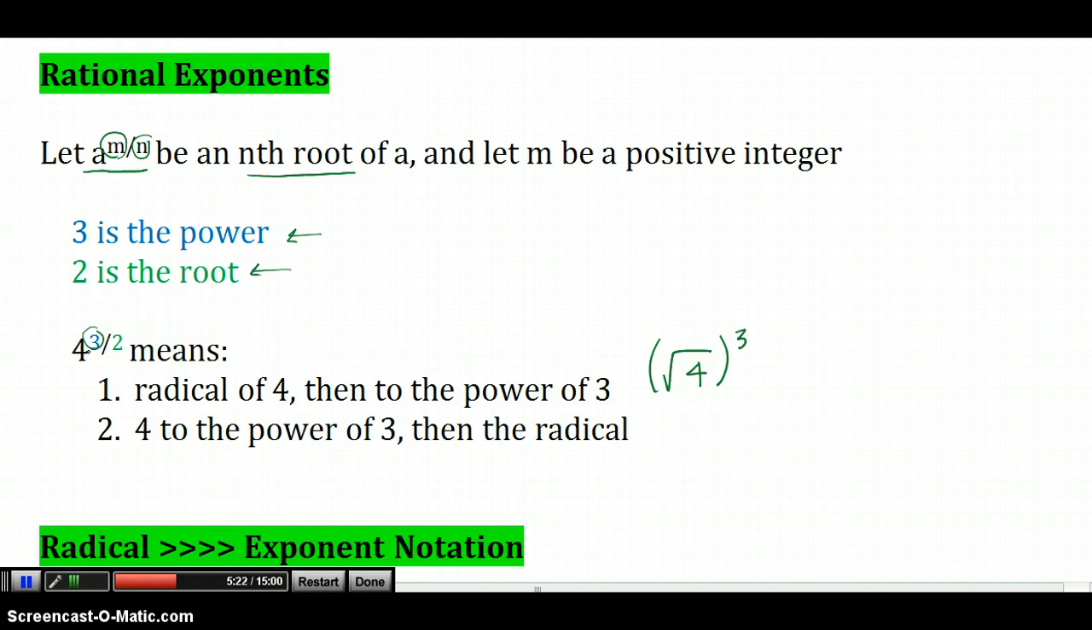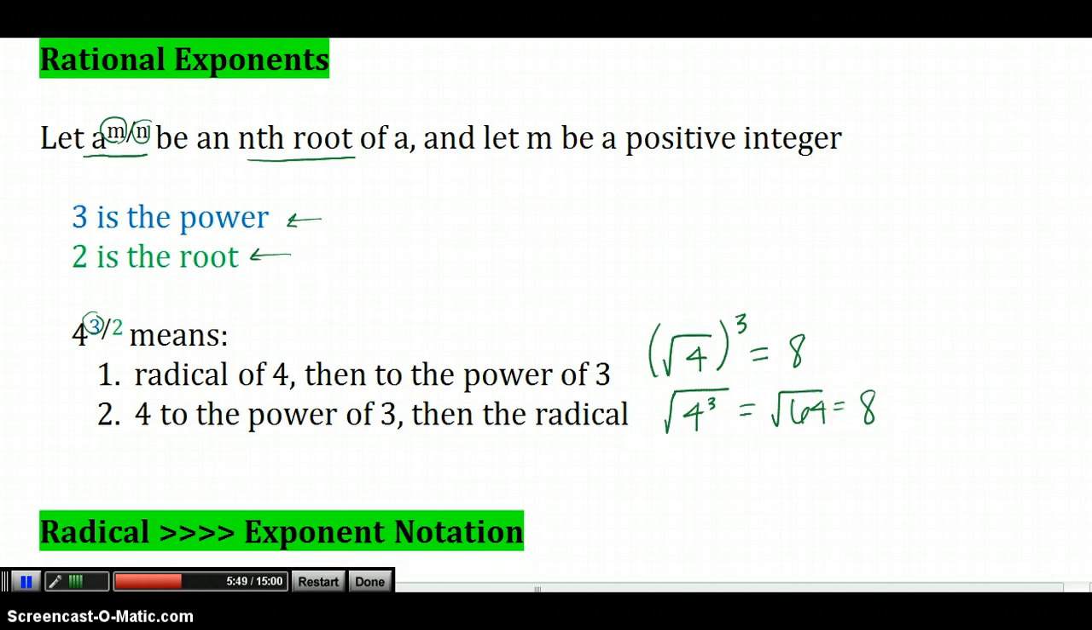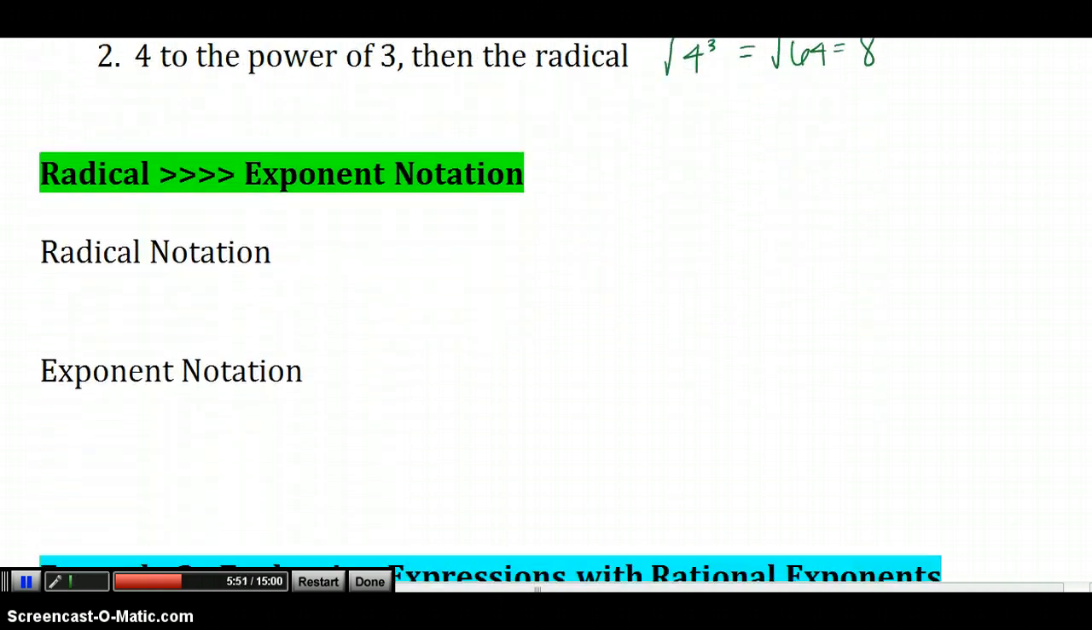Or you can do it the other way. You can think about 4 to the power of 3, and then the radical of that entire thing. Either way you do this, you're going to get the same answer. You can take the square root of 4 to the third power. Square root of 4 is 2, to the third power is going to give you 8. Or you can think about 4 to the third being 64, and the square root of 64 is 8. So either way, it's the same thing. So those are how rational exponents work.